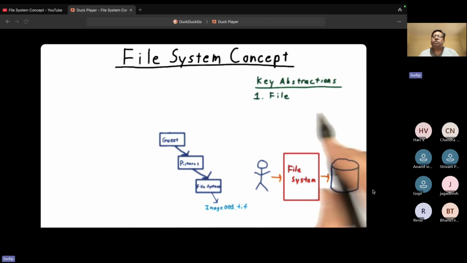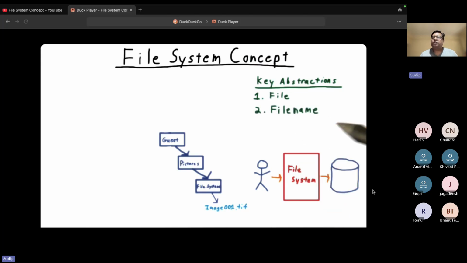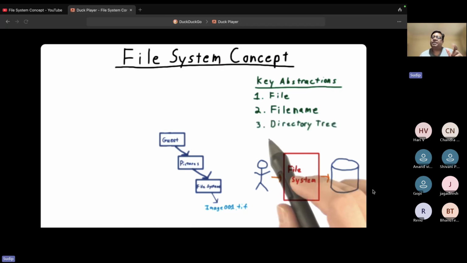So these are the key abstractions. Now, what is an abstraction? An abstraction is a logical extrapolation of something that is physical. So physically it's on a track, it's on a sector, it's on that magnetic platter. But when you are looking at those zeros and ones, you are seeing a file. You are identifying that file as a file name, but the file system identifies it separately in the backend in the form of those tracks, sectors, and all.